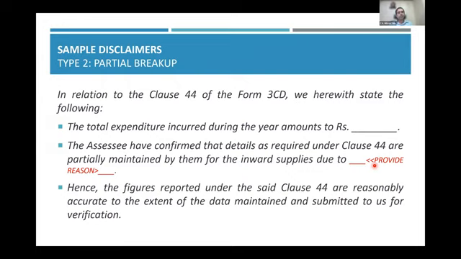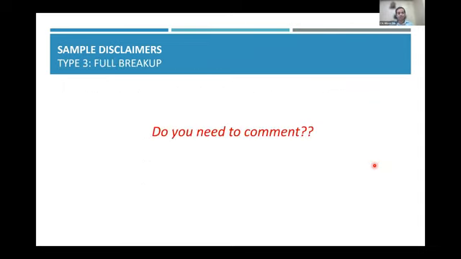Hence, the figures reported under clause 44 are reasonably accurate to the extent of the data maintained and submitted to us for verification. As an auditor, I am not intending to take any responsibility of that partial information. When you have full breakup, this is the worst case scenario today. No SSC is able to give the exact details. But do you need to comment when somebody gives full breakup? I leave this thought to you. You can decide whether you want to comment about anything. You are the best person to judge that.